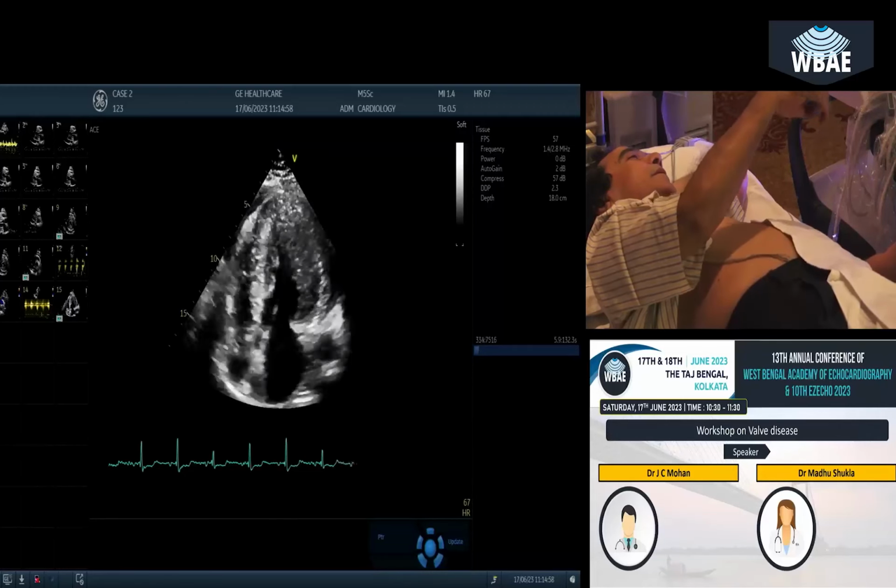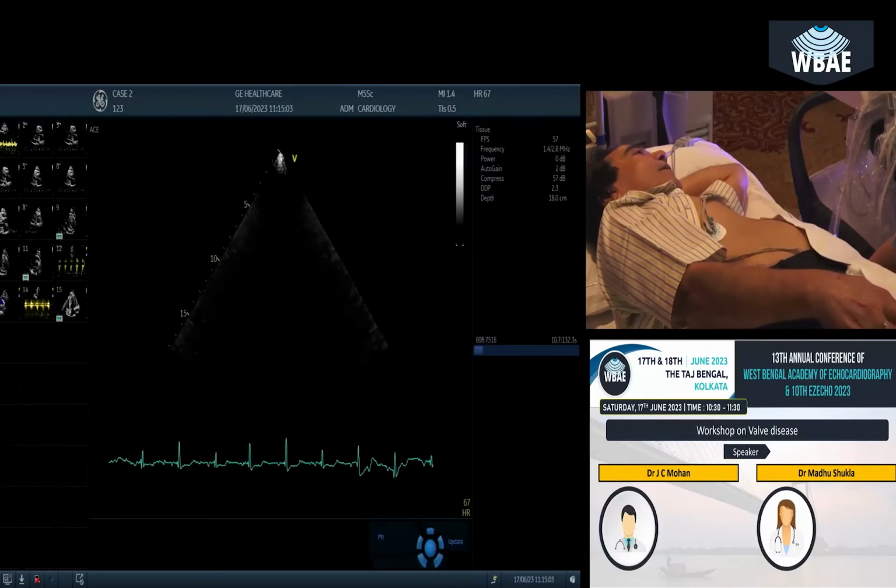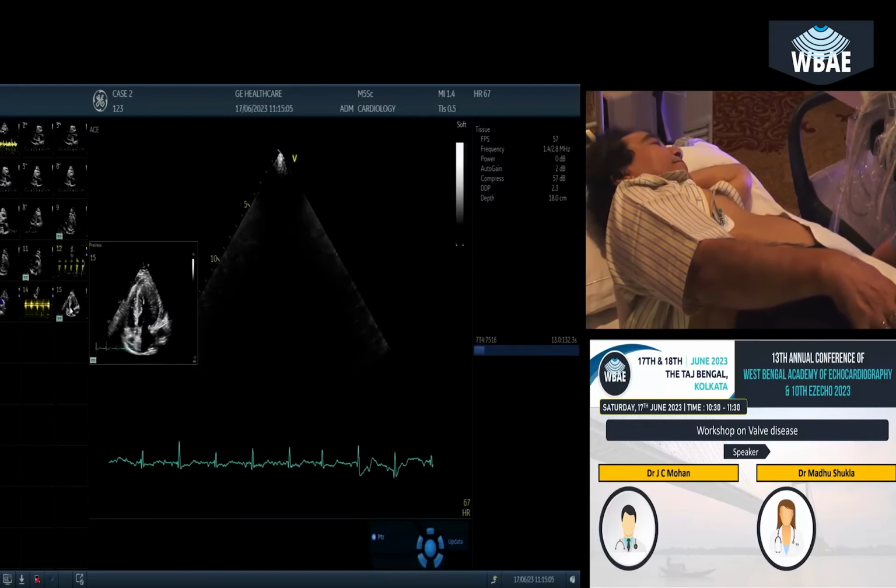Apical cardiomyopathy. I don't think there is any particular measurement written for where to measure it. I think it's more of a qualitative assessment.